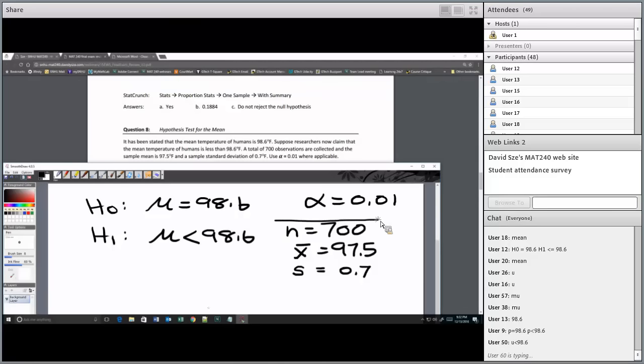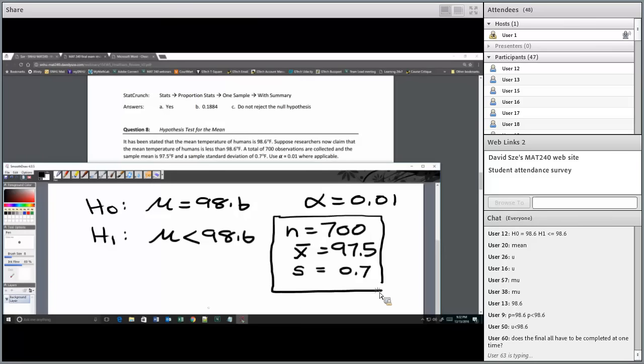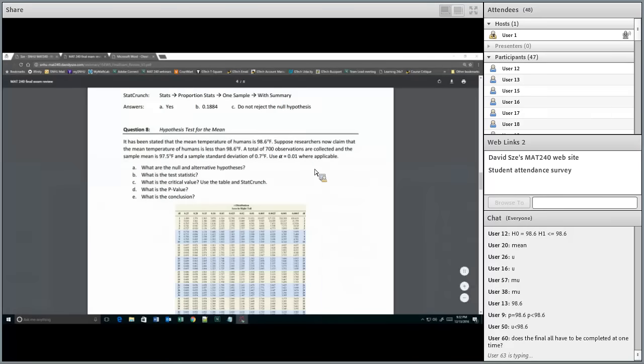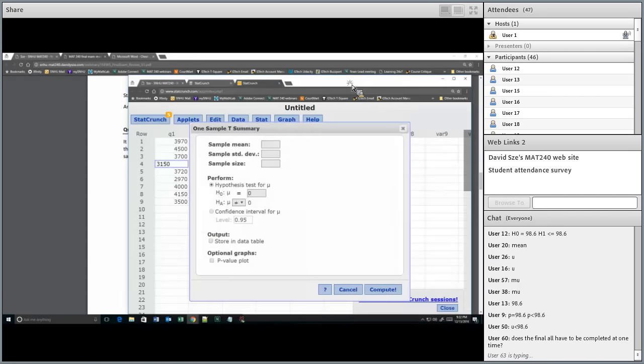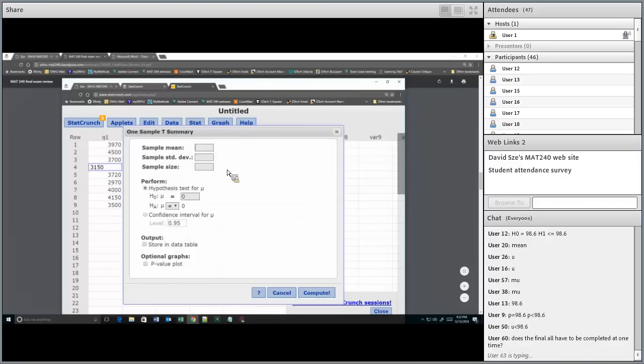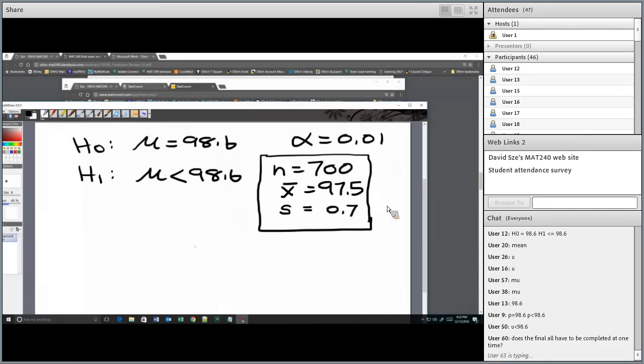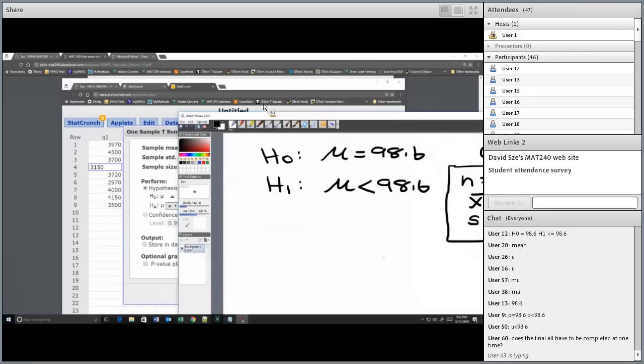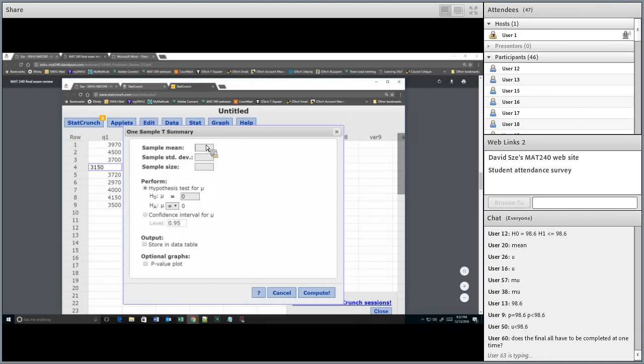So I've written it in a nice sort of tabular format here, and you should do the same. Make sure to write this because this will help you solve this problem. So now what I'm going to do is take these values that I've written here and enter them in these boxes. The sample mean is 97.5. Sample standard deviation is 0.7. Sample size was 700.